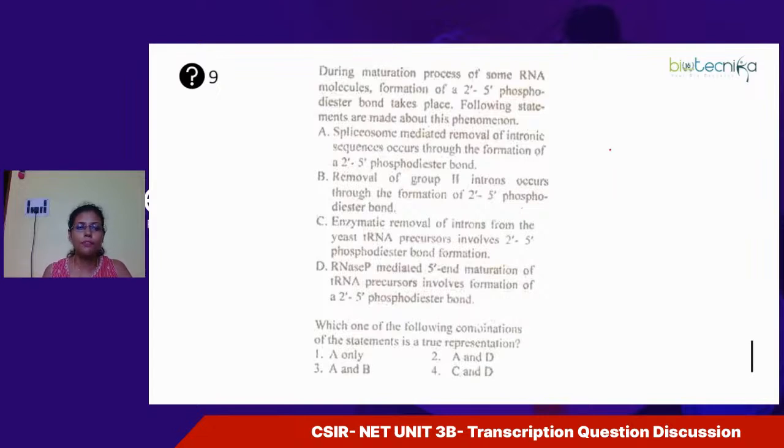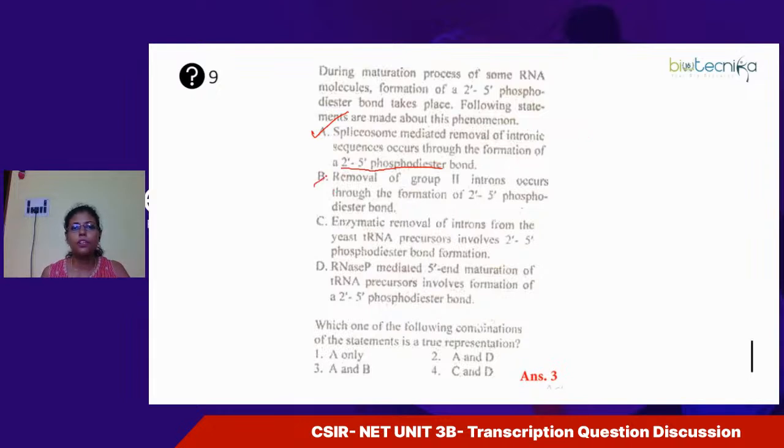In this case, you have to have a clear concept about group 1 introns, group 2 introns, how the splicing happens of group 1, group 2, group 3. Because there is a shortage of time, I'm just telling you the answer here. The answer is option 3. The spliceosome mediated removal of intronic sequence occurs through the formation of 2' 5' phosphodiester bond, which is absolutely true.